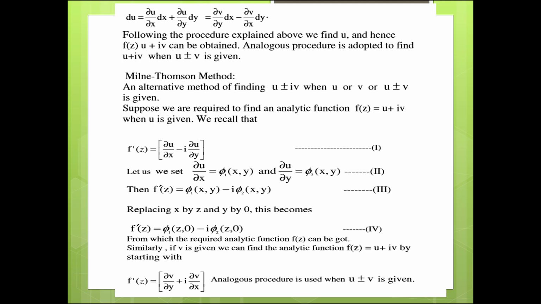Then f'(z) equals φ1(x,y) minus i into φ2(x,y). Replacing x by z and y by 0, this becomes f'(z) equal to φ1(z,0) minus i into φ2(z,0), from which the required analytic function f(z) can be got. Similarly, if v is given, we can find the analytic function f(z) by starting with f'(z) equal to ∂v/∂y plus i into ∂v/∂x, when u plus v is given.